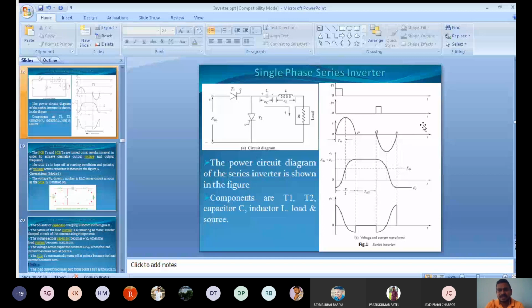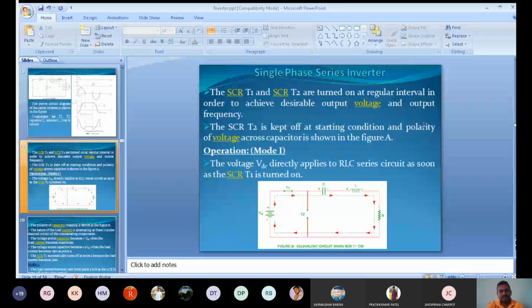Okay, so this process continues in the single phase series inverter. So this is the equivalent circuit of mode 1, mode 2 and mode 3. Okay, this is the equivalent circuit when T2 is on.